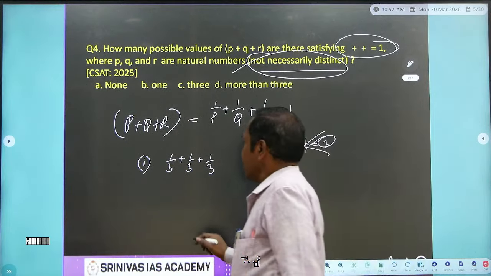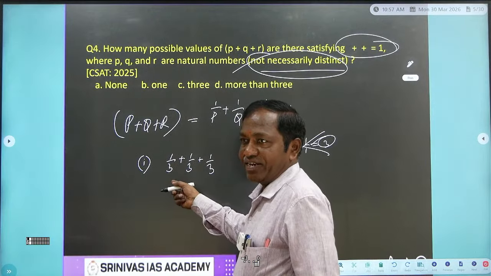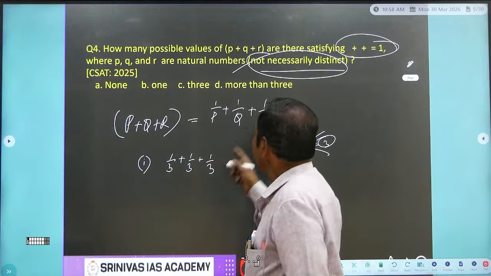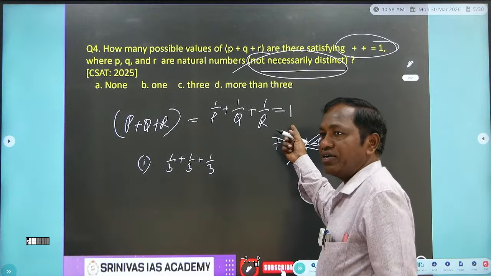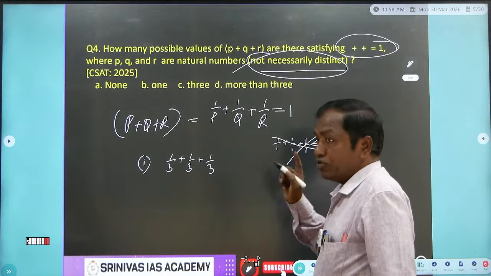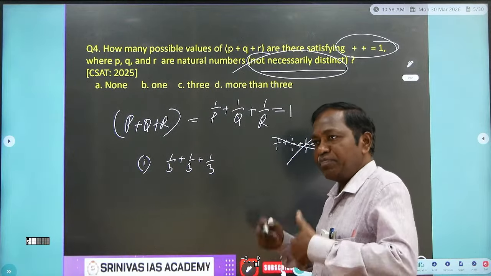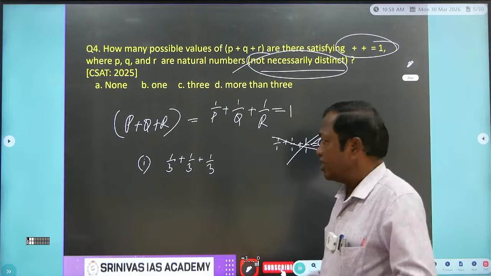The sum should be less than 1. 1 by 1 is equal to 1. It should be less than 1 only, because the resultant number here is 1. So 1 by 1 is not possible. Less than 1 means only proper fractions you have to take.